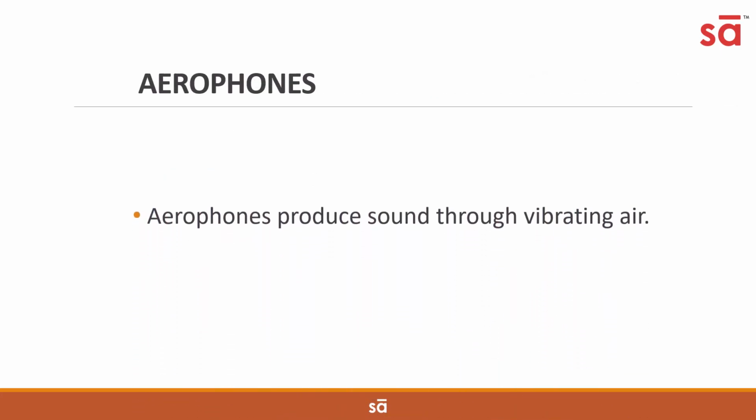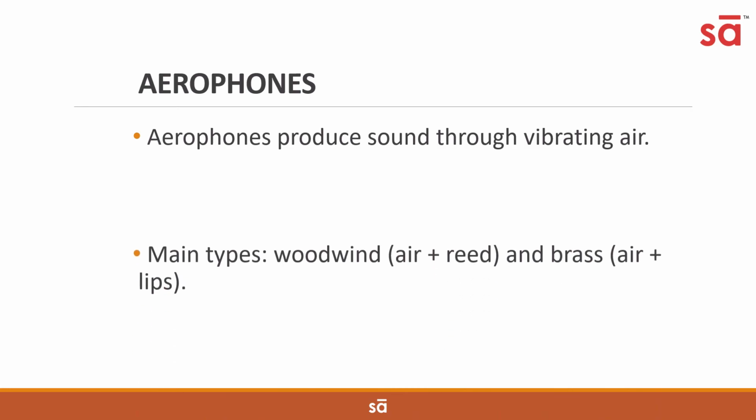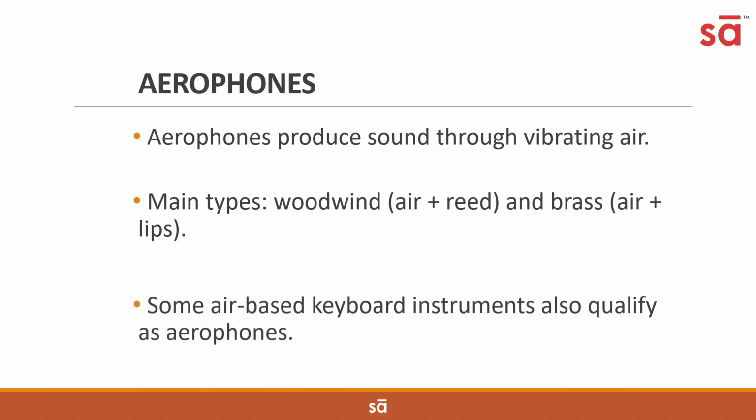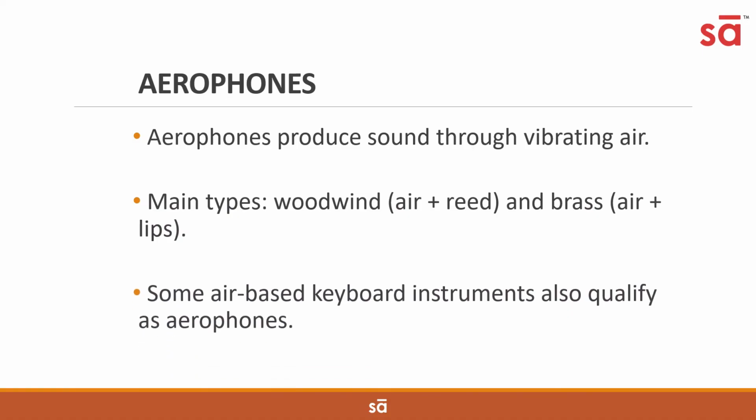Aerophones produce sound through air vibration. This includes woodwinds and brass instruments. Woodwinds use air and reeds. Brass uses lips and air pressure. Some keyboard instruments, like the organ, also fall in this category.